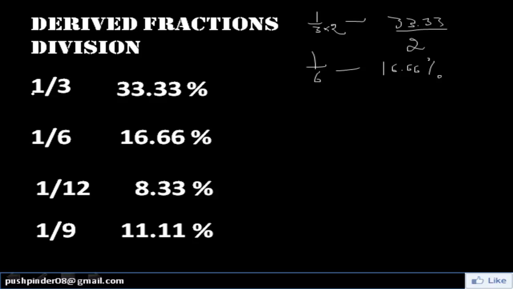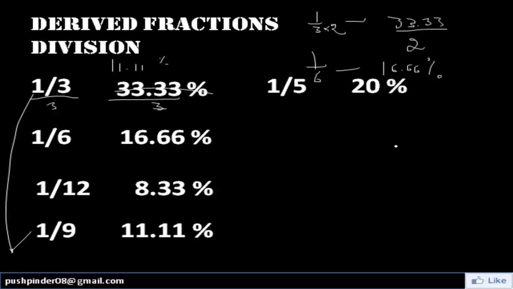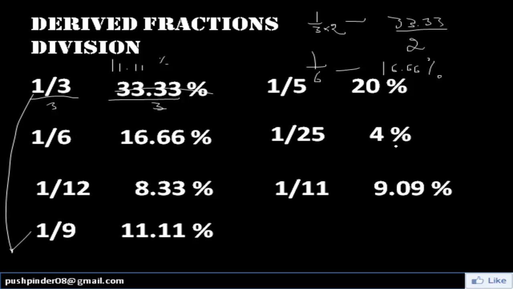Now, how 1 by 9 came is, if you look at here, I divide this whole fraction by 3, this will also get divided by 3. So this is going to cut it at 11.11%. So 1 by 9 is 11.11%. So 1 by 5 is 20%. Similarly, 1 by 10 is 10%. 1 by 25 is 4%. This is really important, guys. You need to understand this. 1 by 11 is 9.09% and 1 by 22 is 4.54%.